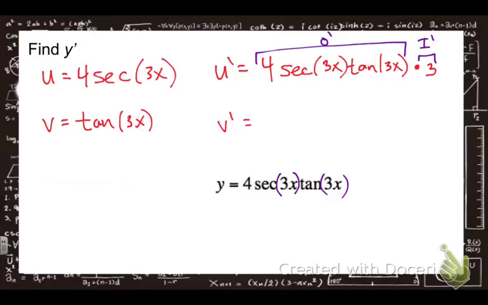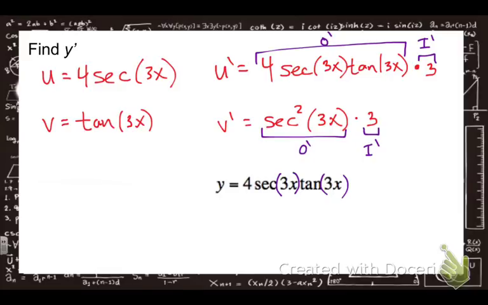V prime is equal to the derivative of the outside, which would be the derivative of tangent, is secant squared of the inside. So secant squared of 3x, that's the derivative of the outside, that's O prime, times the derivative of the inside, which is just 3. So again, this is the derivative of the outside, this is the derivative of the inside, I prime. If you need to set up the chain rule, go ahead and set it up as you guys are working.